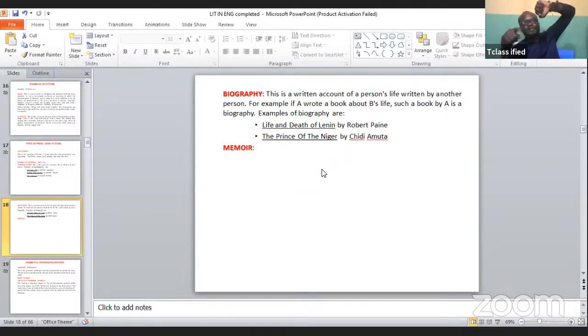For example, if A wrote a book about B's life, such a book by A is a biography. Very good examples are Life and Death of Lenin, written by Robert Payne, and The Prince of the Niger, written by Chidi Amuta.